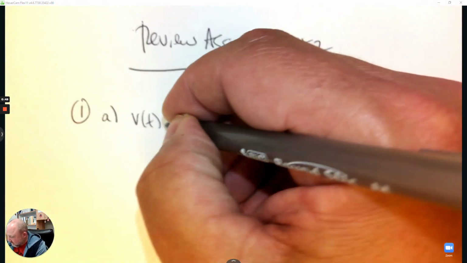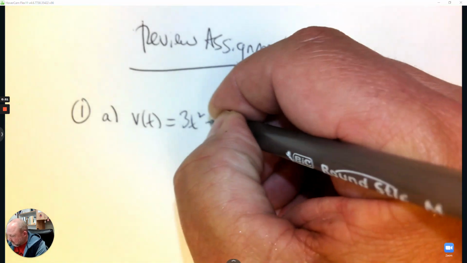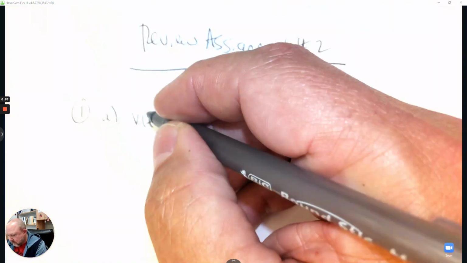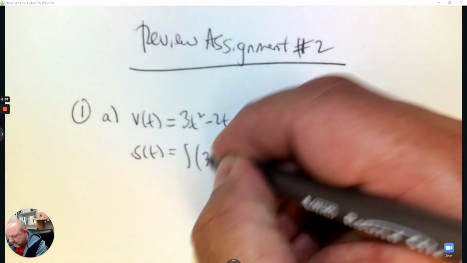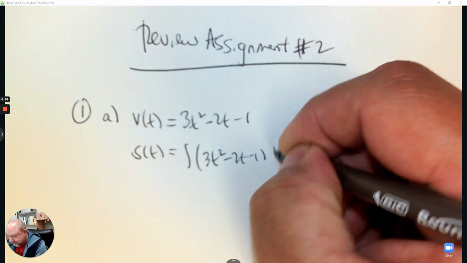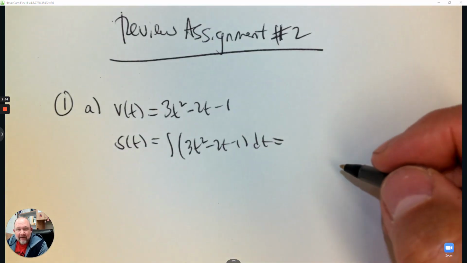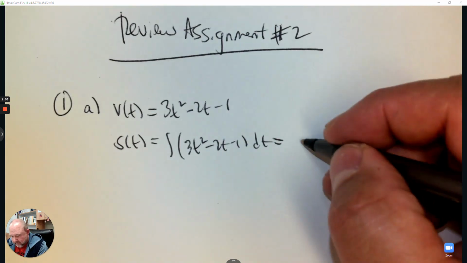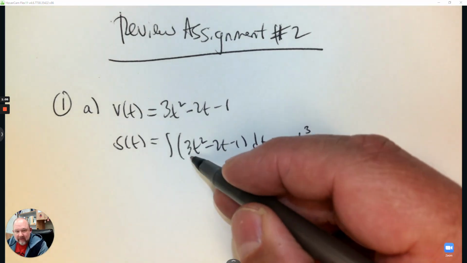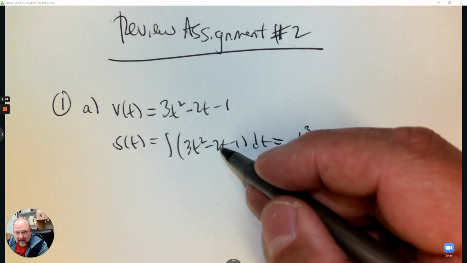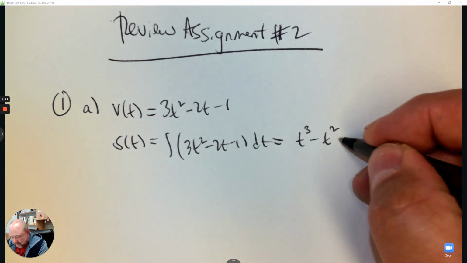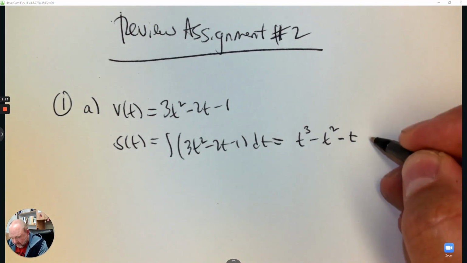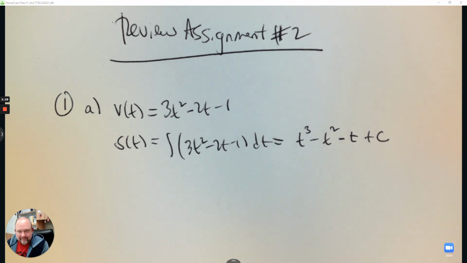So the velocity is 3t squared minus 2t minus 1. To find the position, we're going to integrate the velocity. So we're just going to add 1 to the exponent and divide. The 3's divide out. Add 1 to the exponent and divide, the 2's divide out. And then negative 1 would just be negative t, plus c.